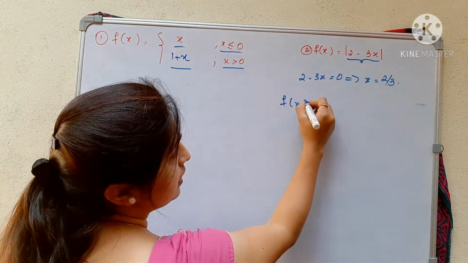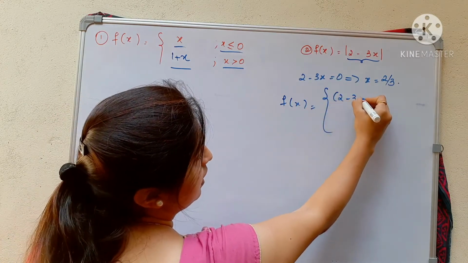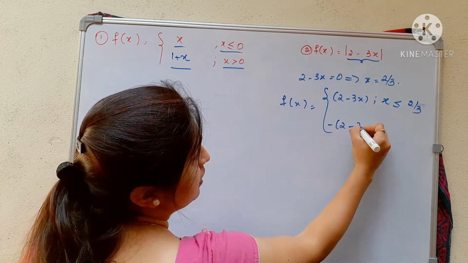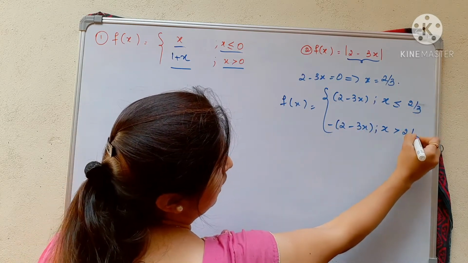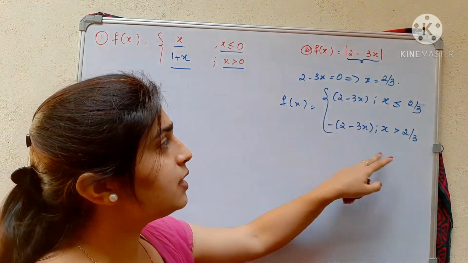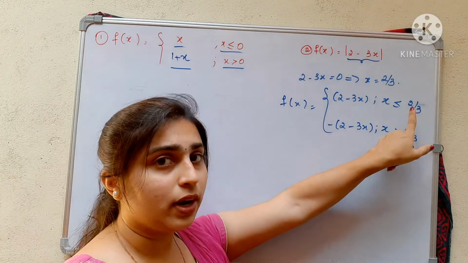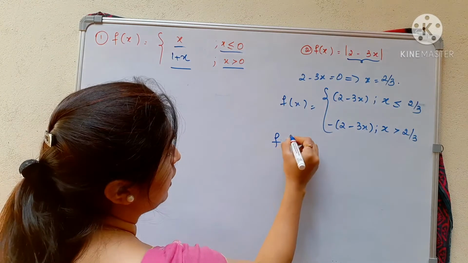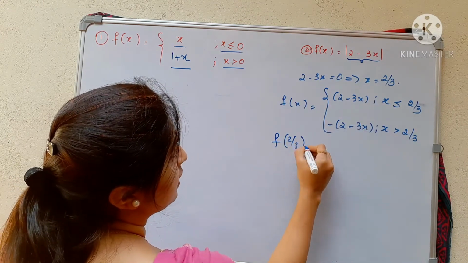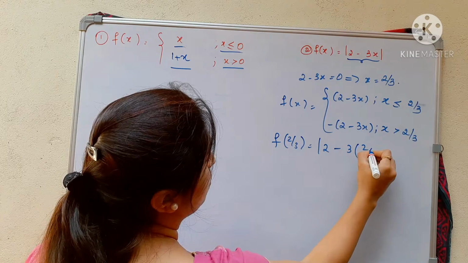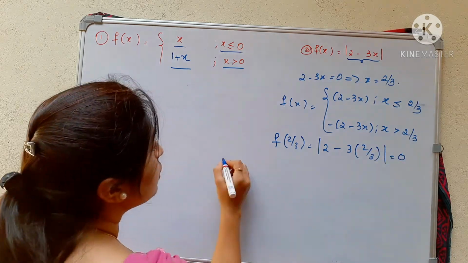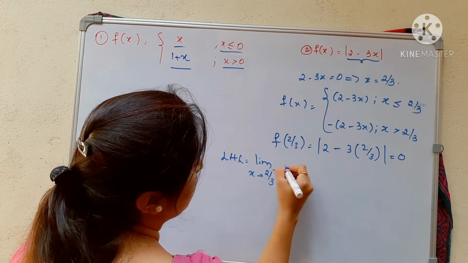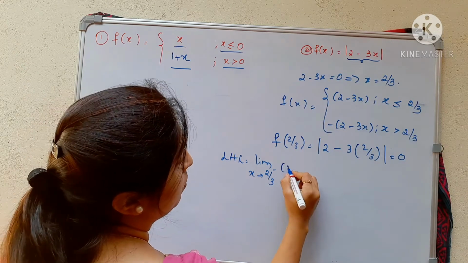So f of x is equal to 2 minus 3x for x less than or equal to 2 by 3, and minus of 2 minus 3x for x greater than 2 by 3. We can see from this that the function is changing its value at x equal to 2 by 3, so we will check for continuity. f of 2 by 3 is equal to mod of 2 minus 3 times 2 by 3, which is equal to 0. Next I will consider the left hand limit, that is x approaching 2 by 3 minus, where the function is 2 minus 3x.